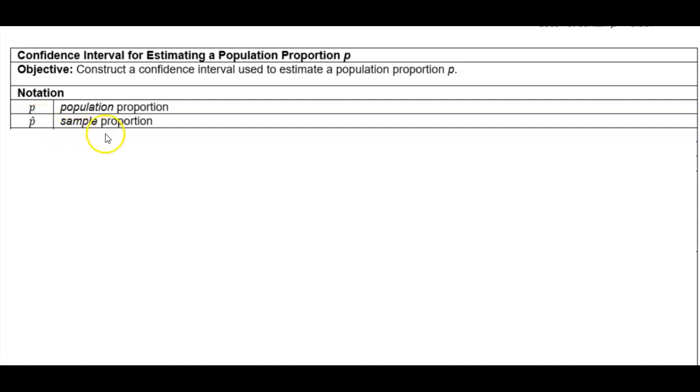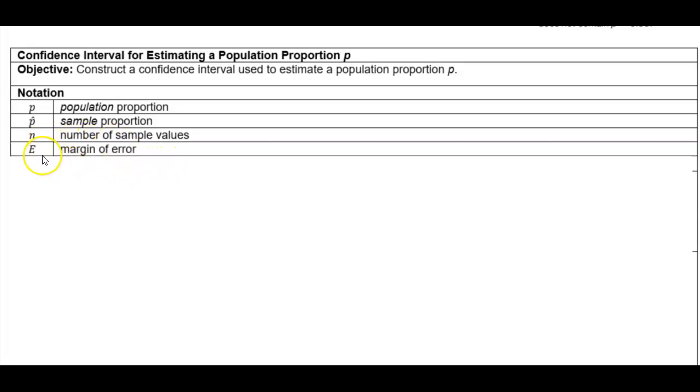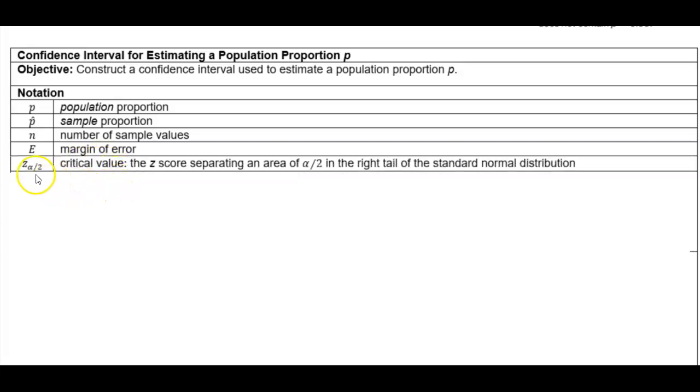p hat represents the sample proportion. n represents the number of sample values. Capital E represents the margin of error. z alpha divided by 2 is the critical value, which is the z-score separating an area of alpha divided by 2 in the right tail of the standard normal distribution, which makes this z-score positive.